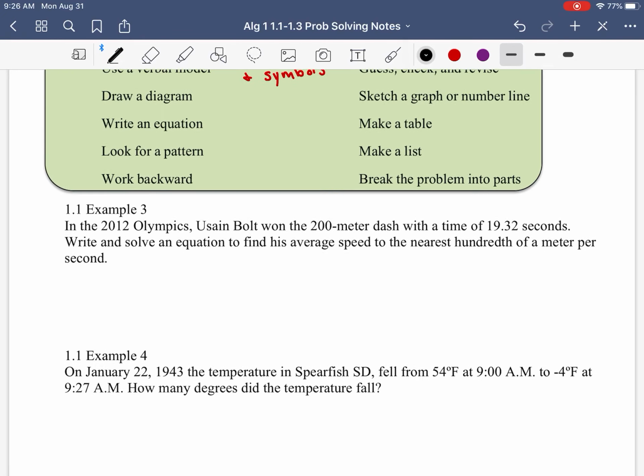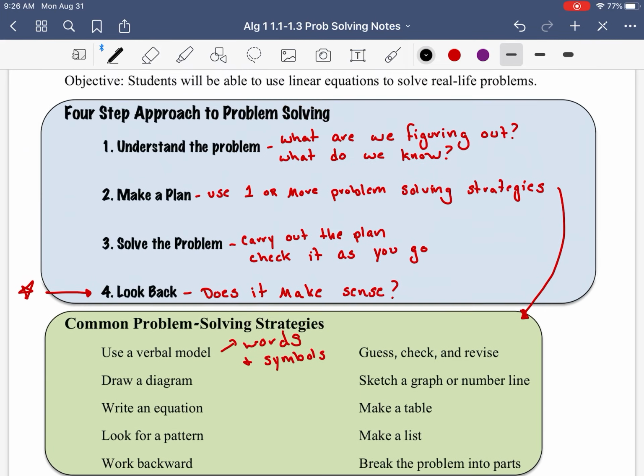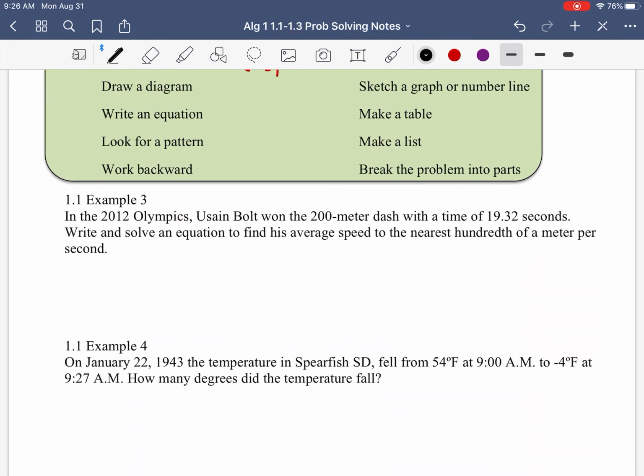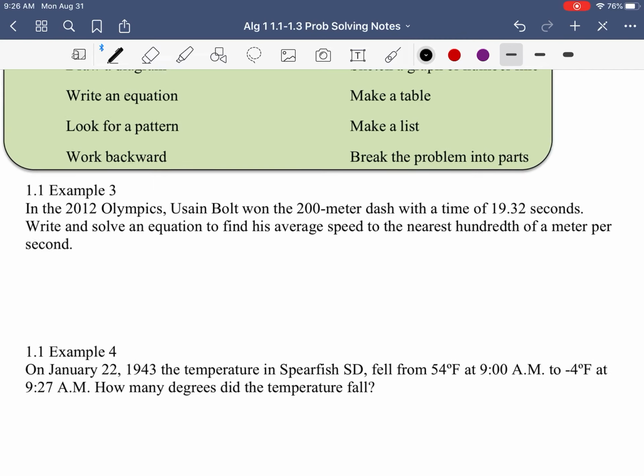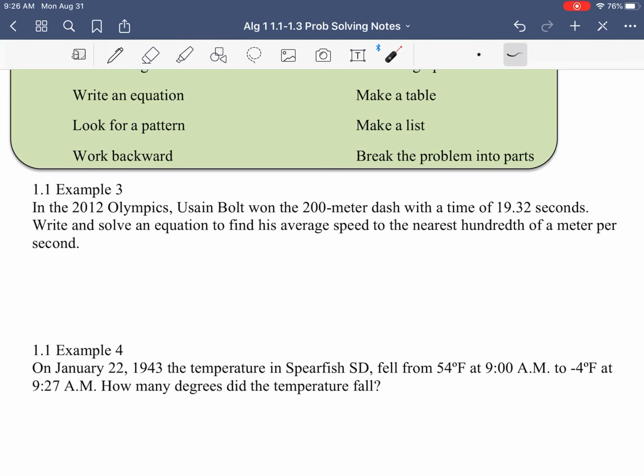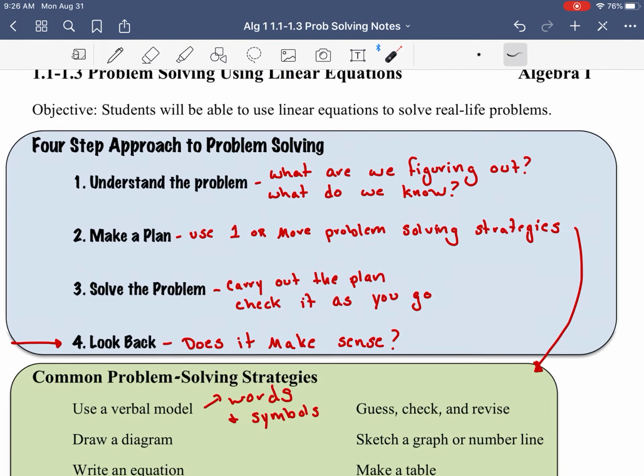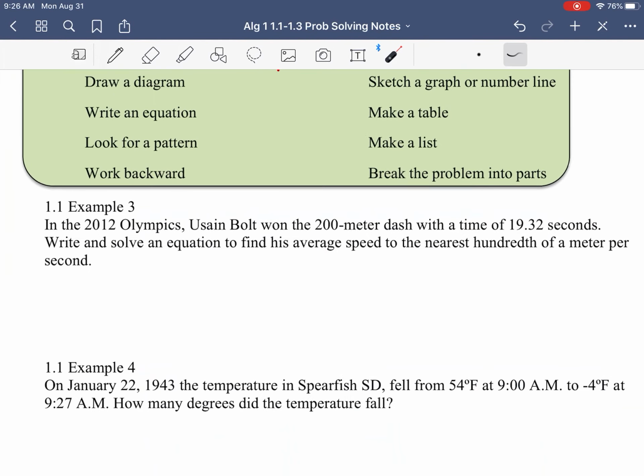A lot of times when solving problems, the very first step, understanding the problem, requires you to read the problem more than once. So in the 2012 Olympics, Usain Bolt won the 200-meter dash with a time of 19.32 seconds. Write and solve an equation to find his average speed to the nearest hundredth of a meter per second. Okay, so first understanding the problem. What are we figuring out? We're trying to figure out his average speed.